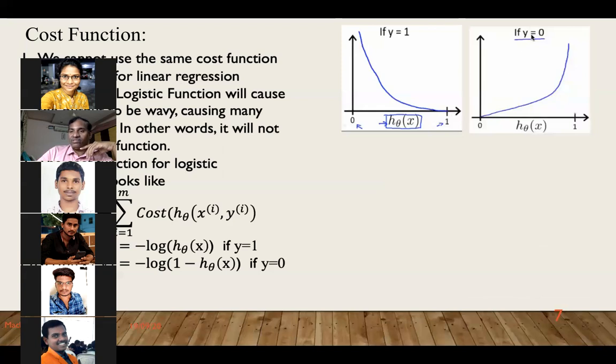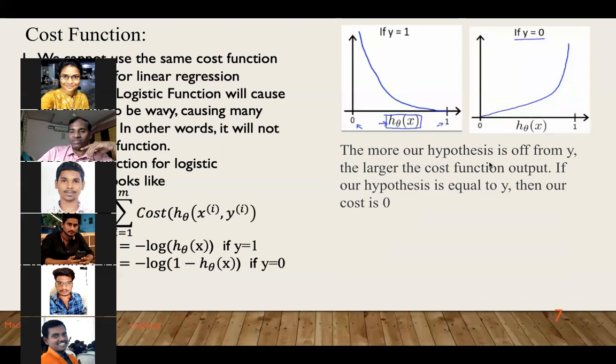So if y equal to 0, what will happen? Your h theta x, so when do they cross? The more our hypothesis is off from y, you need to get y equal to 1, but your hypothesis function is not greater than 0. So what will happen? Then you will get more cost. That is the idea here.